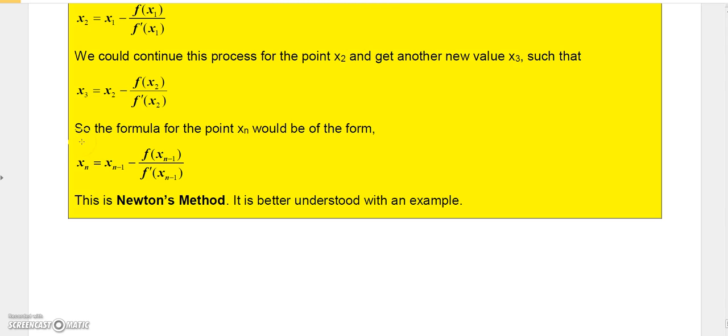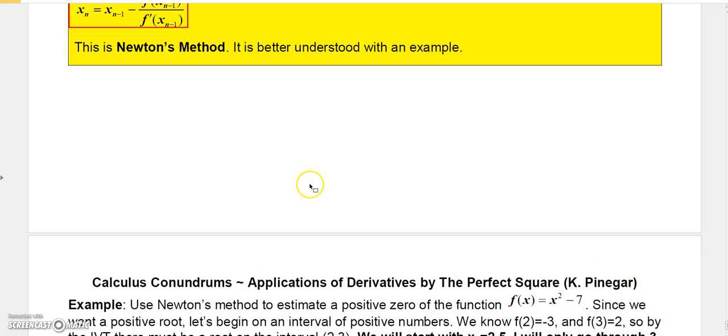Notice that the formula to find the xn point is the n minus 1th point minus f of x evaluated at the n minus 1 point, divided by the derivative of f evaluated at the n minus 1 point. Now it's better understood with an example, so let me show you how this works.